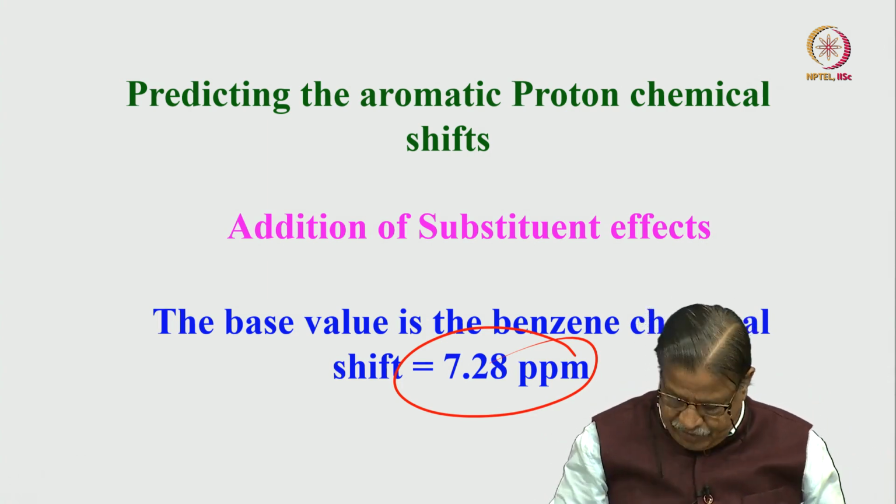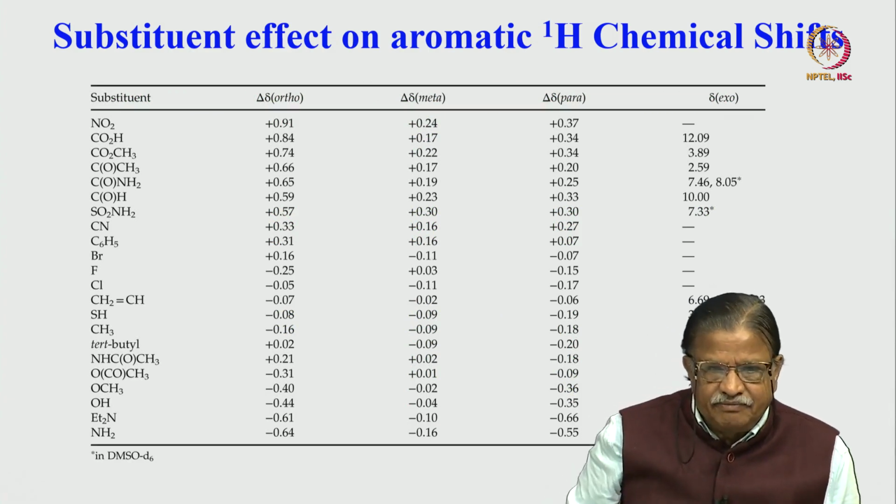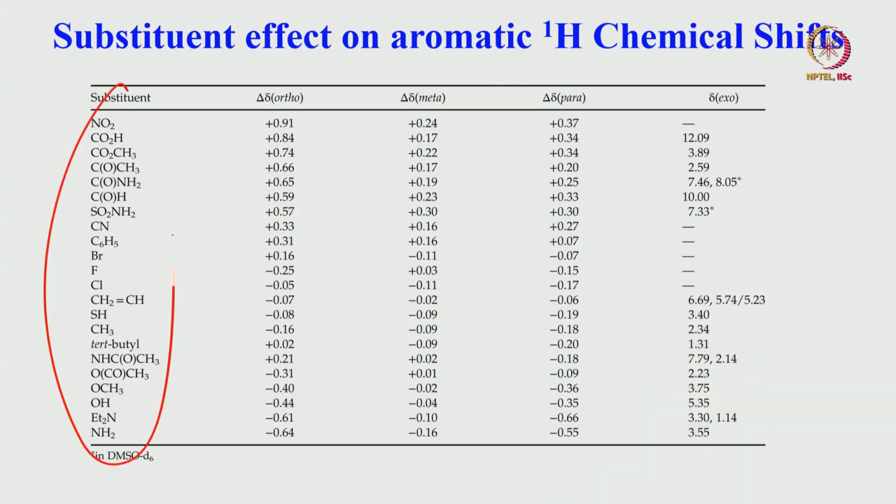It is fairly simple, and for that there is a table like this. Remember, this is easily available in any of the books. Let us say I look at the NO2 group. If the substitution is ortho to the proton I am looking for, then to the base value you have to add plus 0.91. If it is meta to the proton, you have to add 0.24. If the substituent is at the para position, it is plus 0.37.